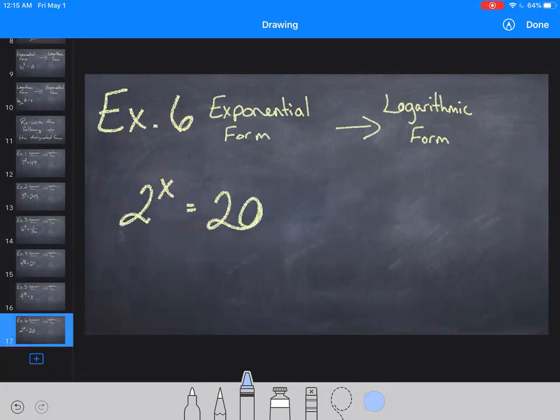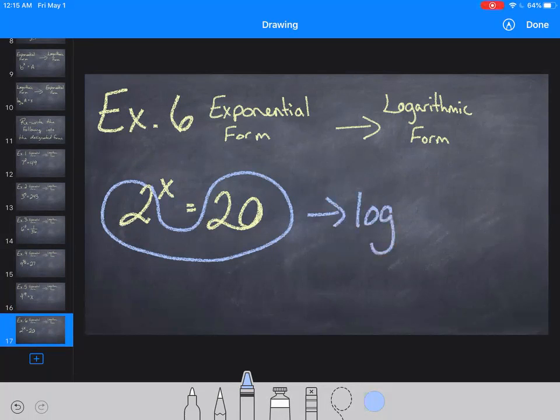Same thing for the next one. I circle my base and my answer. It becomes log. The first thing I circled was my base, so it becomes the base of my logarithm. And then the second thing I circled becomes my argument, and it's equal to my answer. Now you notice that sometimes I write the parentheses on the logarithm's argument, and sometimes I leave them off. It doesn't matter if you leave them off or put them on. The only time it does matter is if you actually have a polynomial in there, you would have to put it in parentheses if you are taking the log of the entire polynomial.